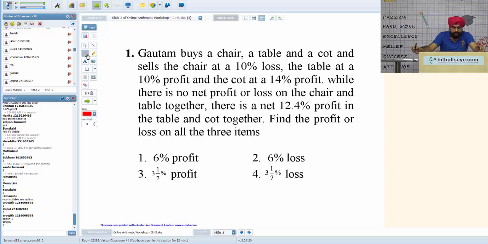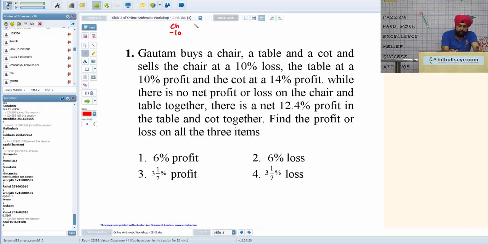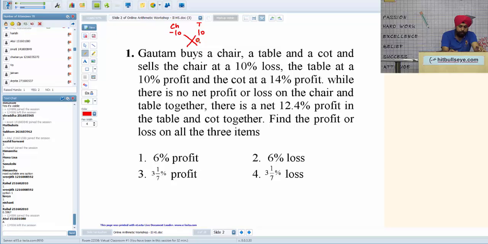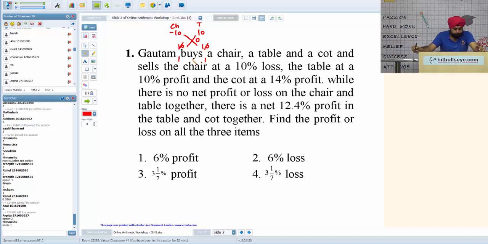Now students, he sells chair at 10% loss. He sells table at 10% gain, and on these two items combined, it says there is no profit, no loss. So the difference becomes 10:10, or the ratio of their cost prices becomes 1:1.